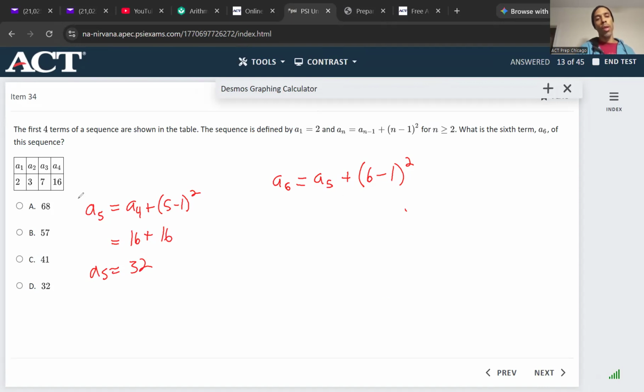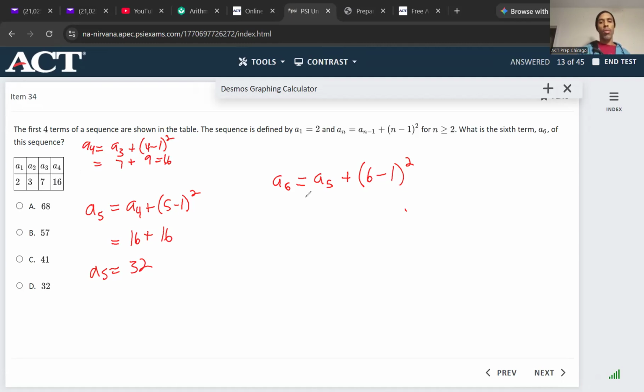You could use it with the other one too. A sub 4 would be 7 plus 7 minus 1 is 6 squared, which is 30. What? Did I do something wrong? I just want to see something. I'm just checking if we were doing a sub 4. A sub 4 should be a sub 3 plus 4 minus 1. So a sub 3 was 7, plus 4 minus 1 is 3 squared is 9, which would be equal to 16, which is what we have for a sub 4. Okay, we're just checking the formula.